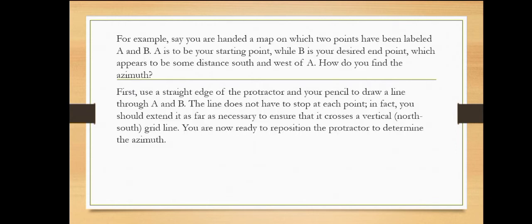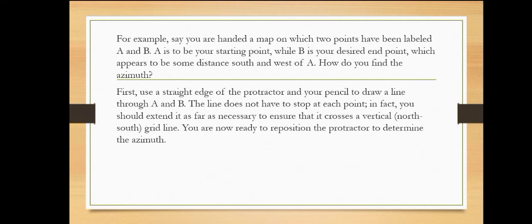For example, say you are handed a map on which 2 points have been labeled A and B. A is to be your starting point, while B is your desired endpoint, which appears to be some distance south and west of A. How do you find the azimuth?